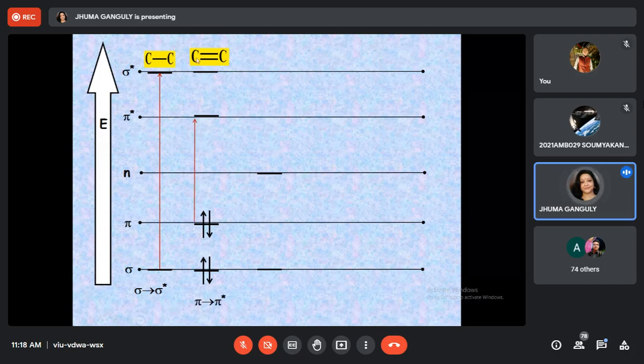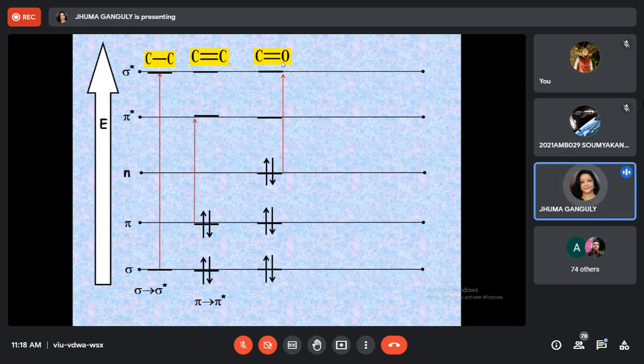There is a C double bond C, with one sigma bond and one pi bond. So we have sigma and there is a pi bond. Sigma we already mentioned. So in this way, these are actually allowed. This pi transition is allowed, and it reflects one transition peak for this moiety.